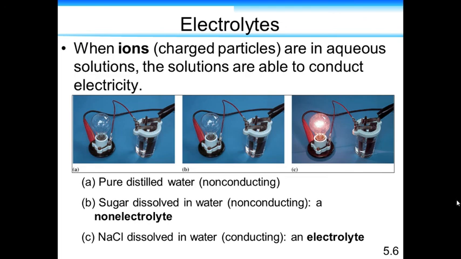So there's different classes of electrolytes. There's non-conducting or non-electrolyte, like sugar, which doesn't conduct any electricity in water. And pure water actually is non-conducting as well.